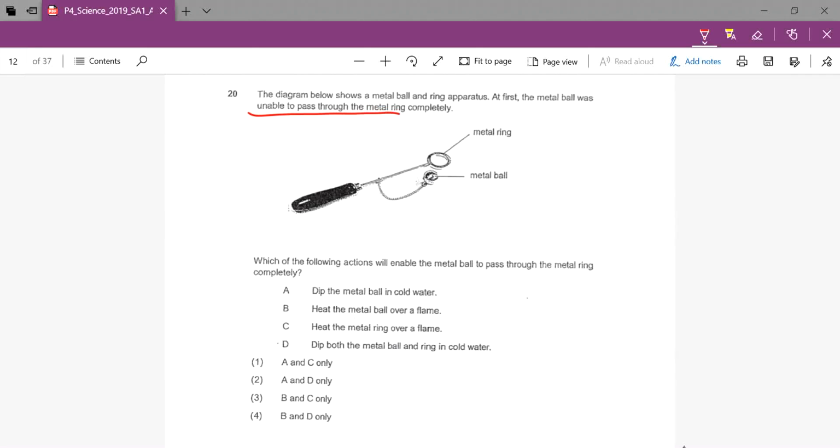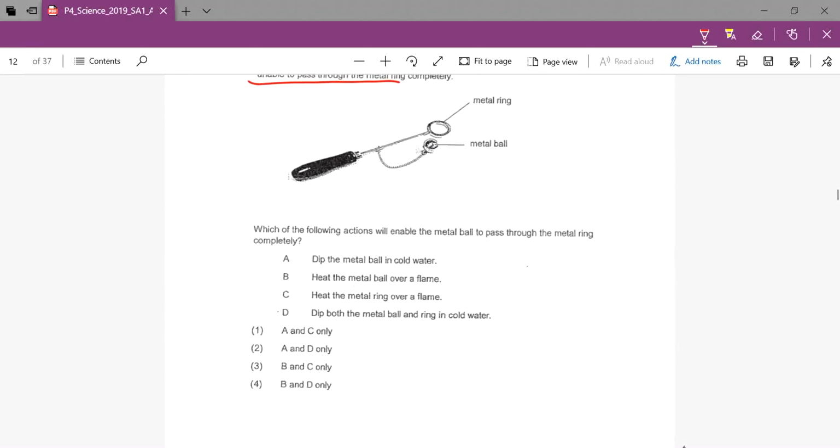So you must either make the ball smaller or you make the ring bigger. Alright? So if I have to draw it, I make the ring bigger, then my ball can pass through. The other way is to make the ball smaller, then it can pass through the ring. But of course this is an exaggeration, my drawing is an exaggeration. It's not going to change that much to this extent.